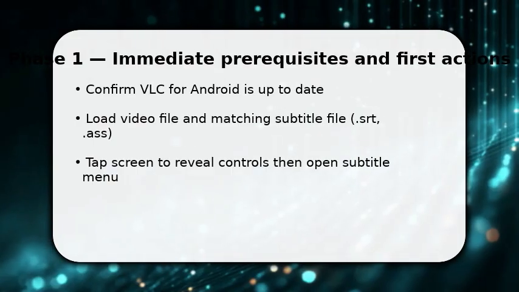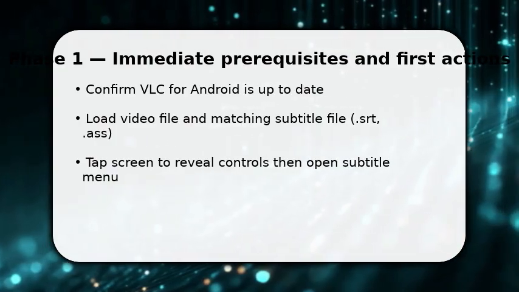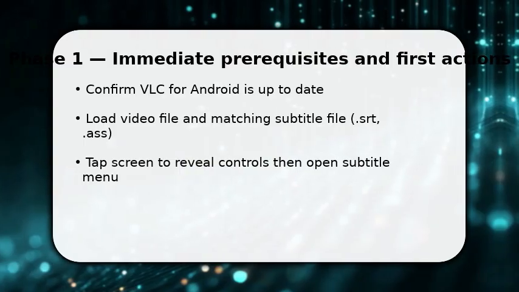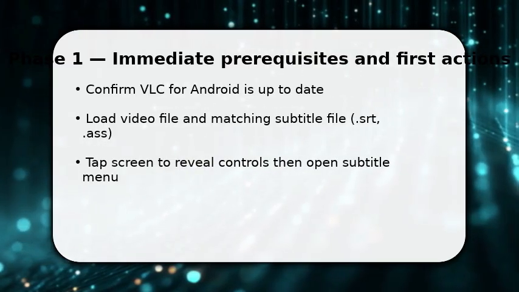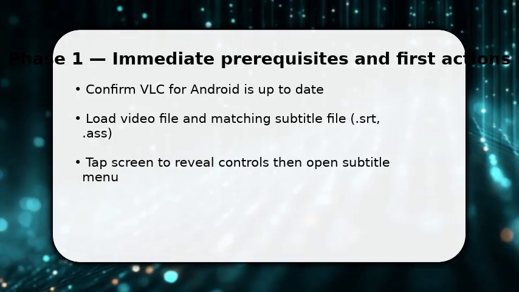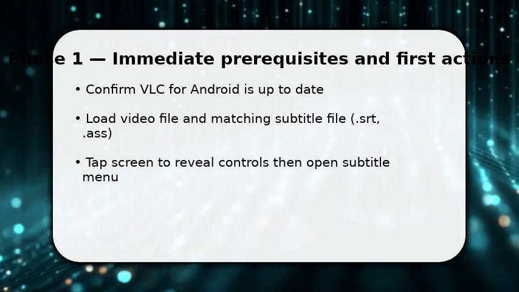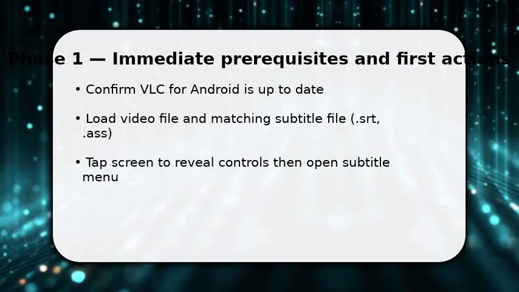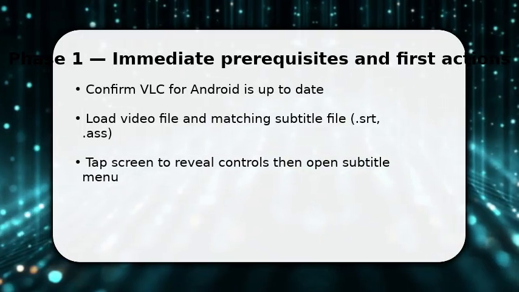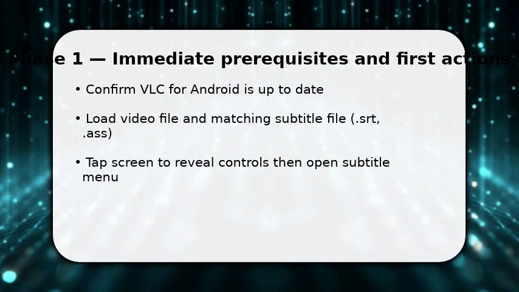You start by ensuring VLC is updated and that both the video and its subtitle file are available locally. This avoids streaming lag. Open the video, tap the screen to expose controls, and then tap the subtitle icon to load or select an external subtitle. Once loaded, make sure the subtitle track is active. You do this now because incorrect track selection or a remote file can cause persistent delay. Fixing it here prevents wasted adjustments later.